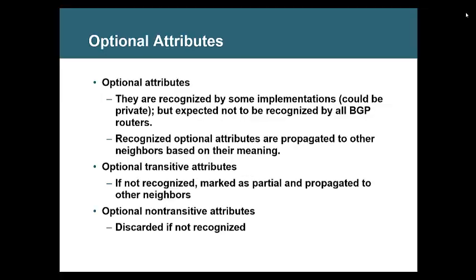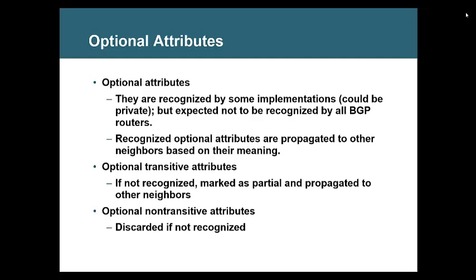Optional attributes: every BGP running device will have this optional category, but in that we have two different categories, optional transitive and optional non-transitive. Though it is optional, some vendors will say we want it. If not, we will not use it. We will discard it. Then it is called optional non-transitive.